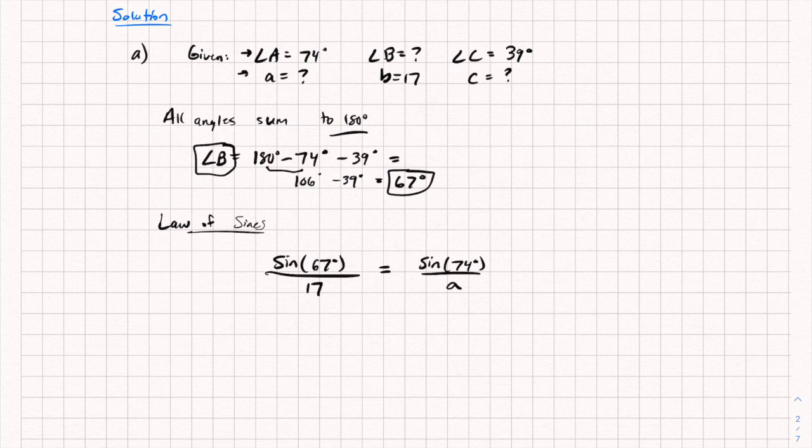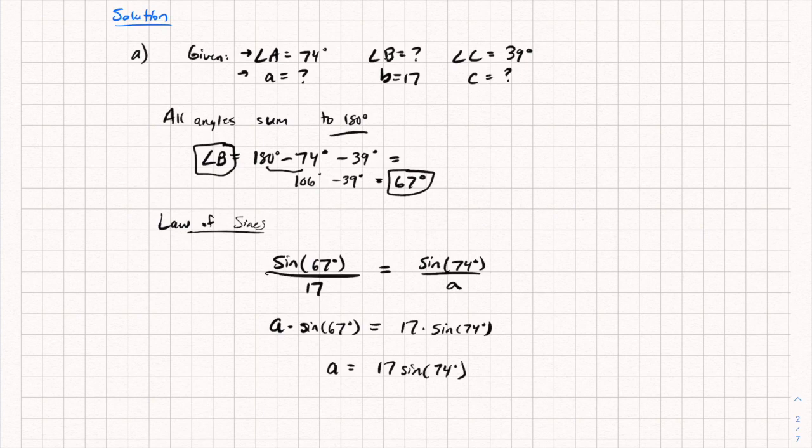Think about here, this is a ratio equal to another ratio, aka it's a proportion, right? And how do I solve proportions? Well, to solve a proportion, we cross multiply. That's the key, right? So I'm going to go through and cross multiply. So this would be a times sine of 67. This is equal to 17 times sine of 74. And then I'm going to divide by sine of 67.